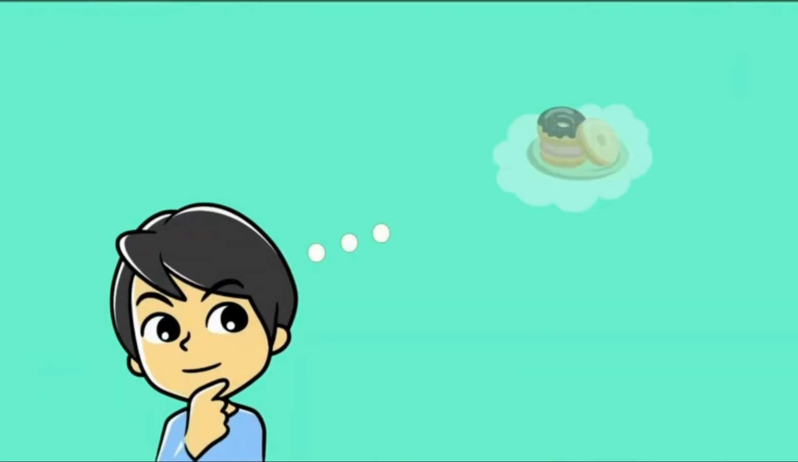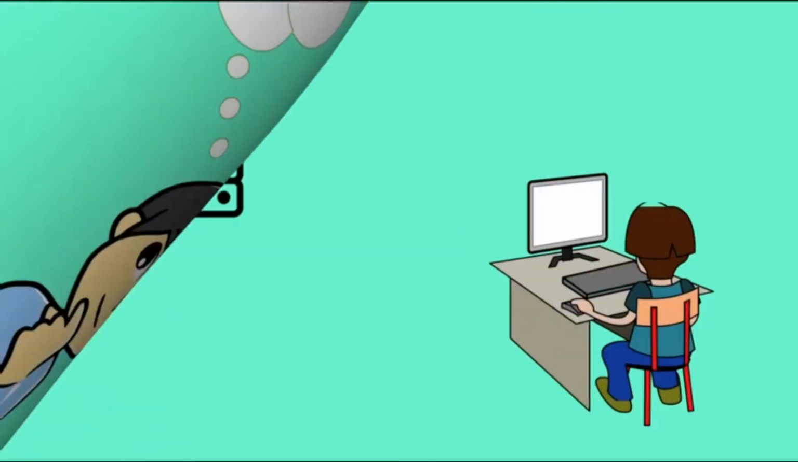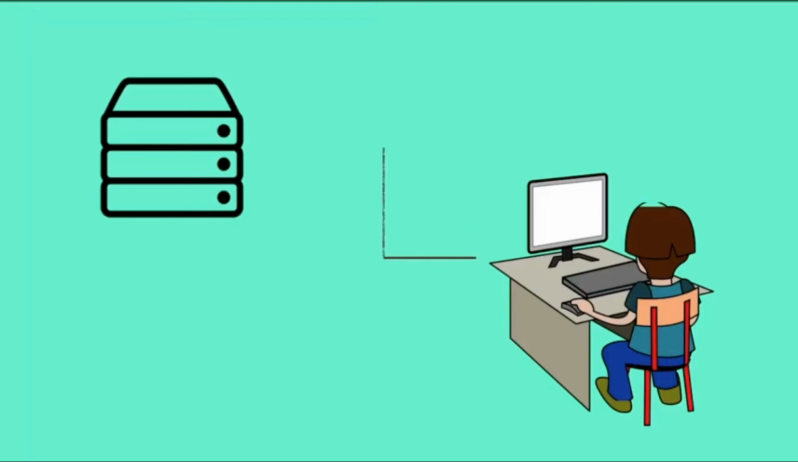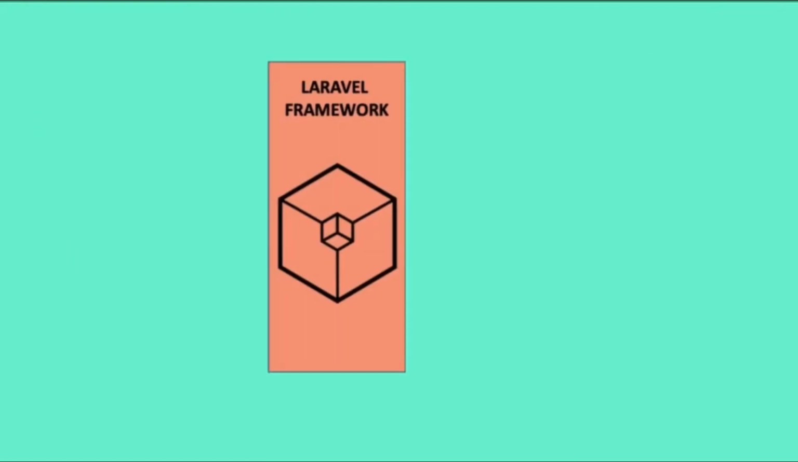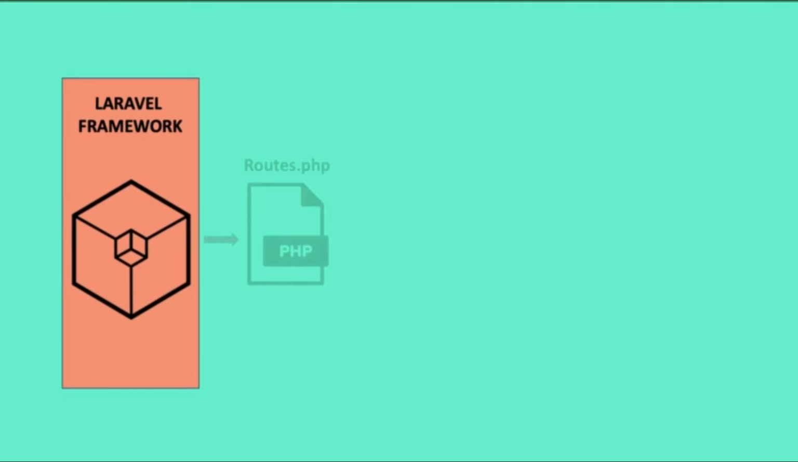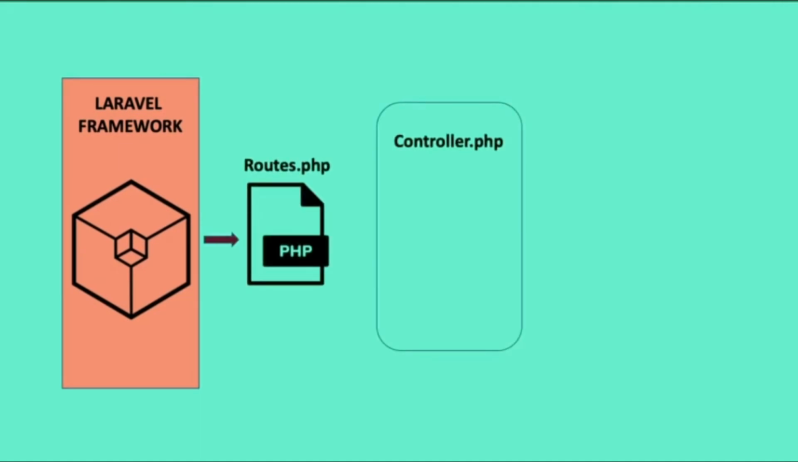Now let's say that the user wanted to order some donuts from the store, and the store website happens to run Laravel on top of a PHP server. So now when the user types in the URL and presses enter, before the home page is shown, the request meets the Laravel framework. Once Laravel recognizes the request for the home page, it will register it in a router file to process the request, and then it will load a controller.